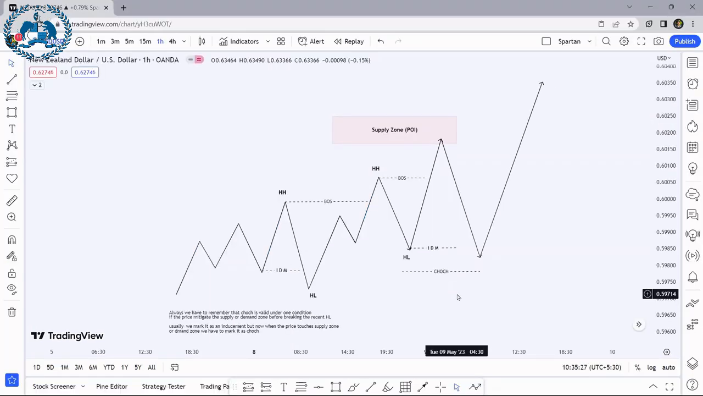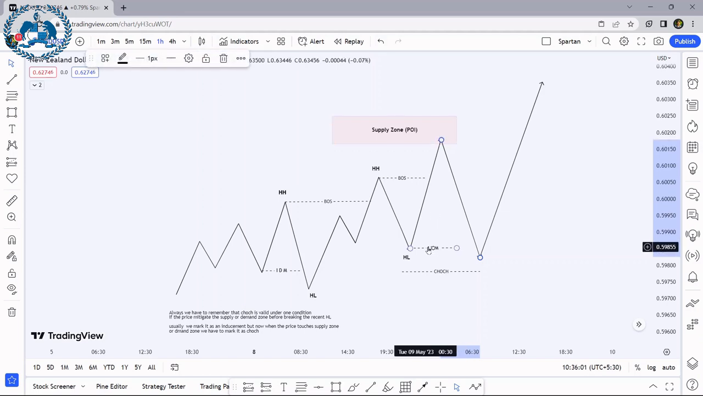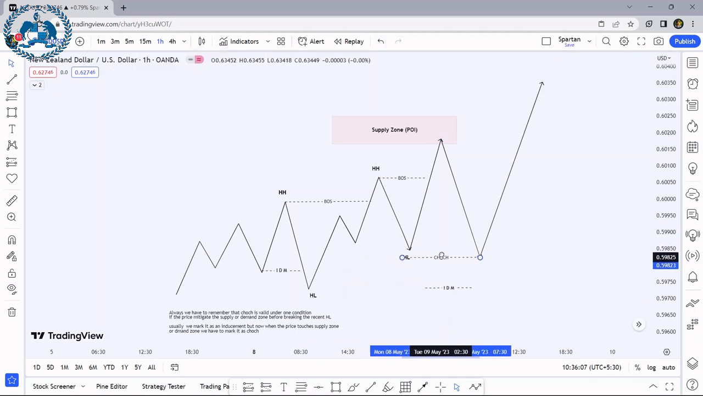For change of character, always we have to remember that change of character is valid under one condition: if the price mitigates the supply zone or demand zone before breaking the recent higher low. Once after breaking this recent higher low, usually we will mark it as an inducement. But now when the price touches the supply zone or demand zone, we have to mark it as change of character. So here the price mitigates the supply zone, so this will not be our inducement. This we have to mark as change of character.